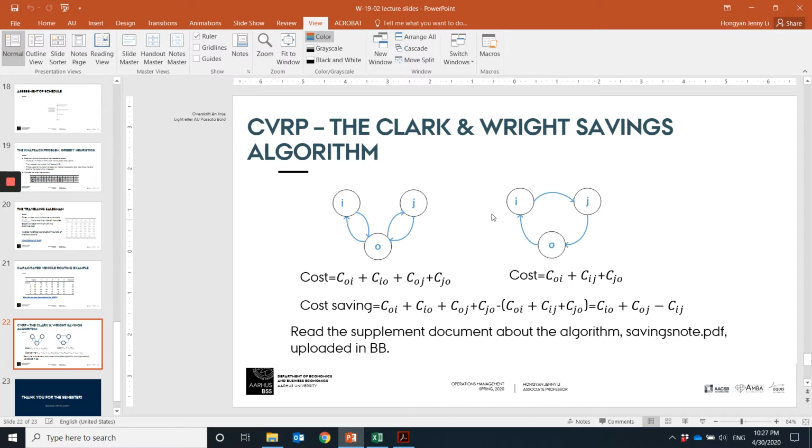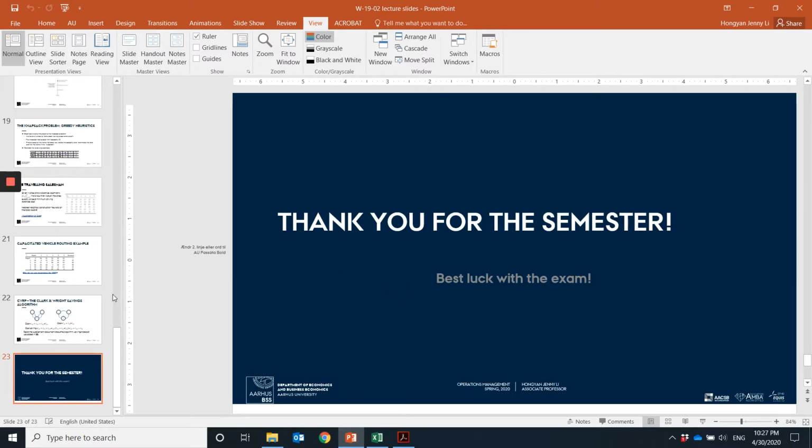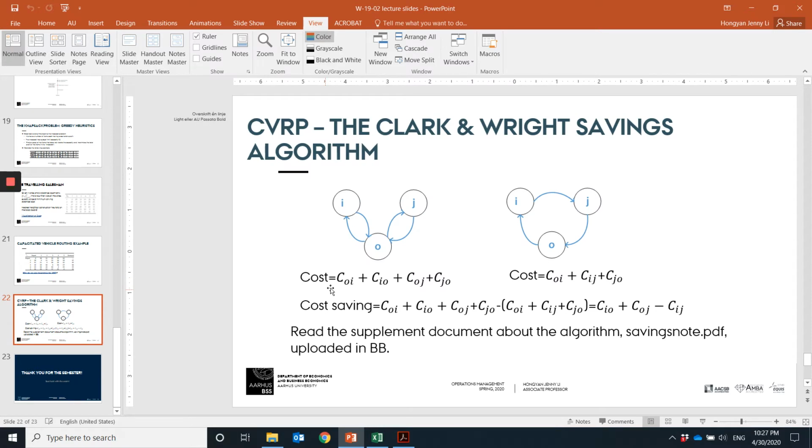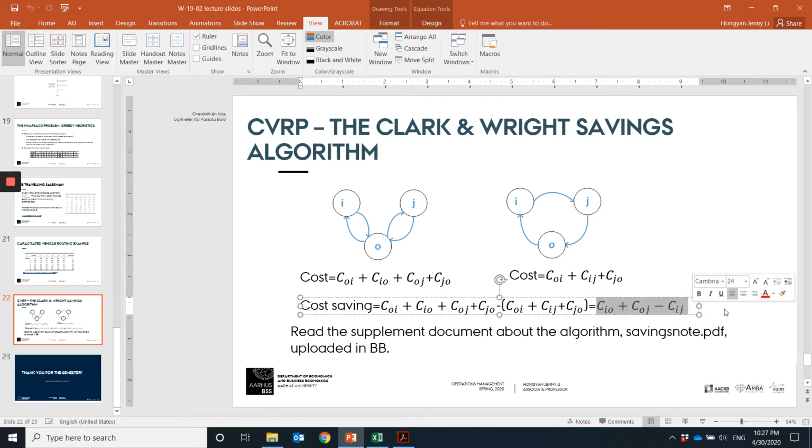you carry the demand for both customer i and customer j in the same vehicle, and this vehicle visits customer i and then continues to visit customer j and then comes back to the depot. Then we can easily calculate the cost for the two different alternatives. If you take the difference between these two routes, you can see there is a clear saving.